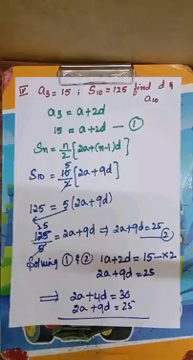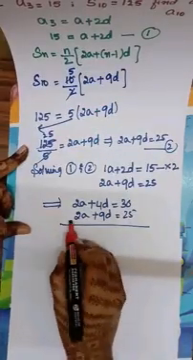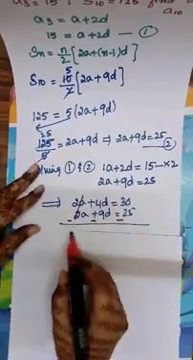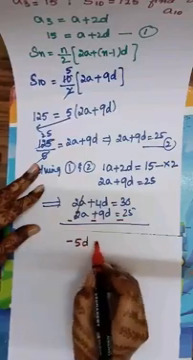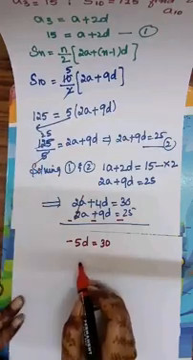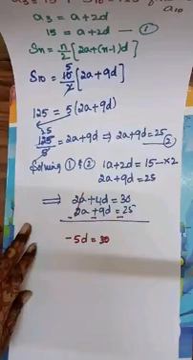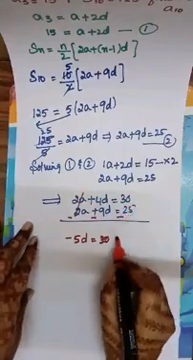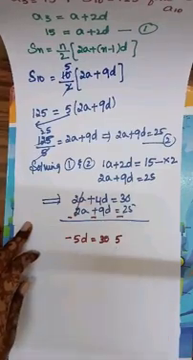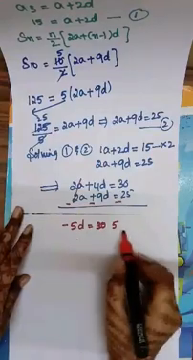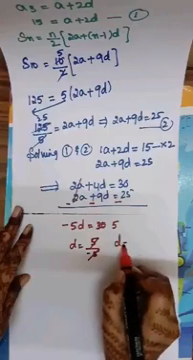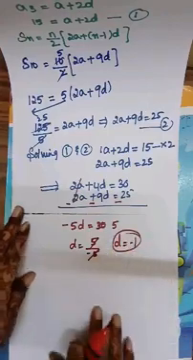Okay, change the signs. Minus, minus, minus. 2a will get cancelled. 4d minus 9d is minus 5d is equal to 30 minus 25, that is 5. So D is equal to 5 by minus 5. That implies D is equal to minus 1. We got the value of D.